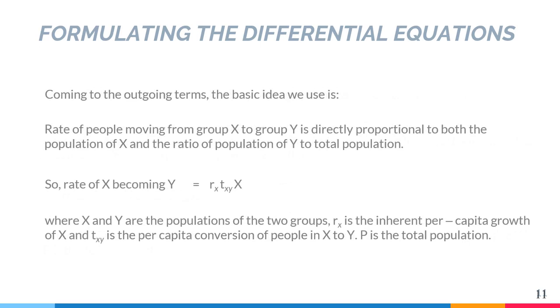Coming to the outgoing terms, the basic idea we use is that the rate of people moving from group X to group Y is directly proportional to both the population of X and the ratio of the population of Y to total population. So the rate of X becoming Y is equal to Rx into Txy into X into Y by P, where X and Y are the population of the two groups. Rx is the inherent per capita growth of X and Txy is the per capita conversion of people in X to Y. P is of course the total population.